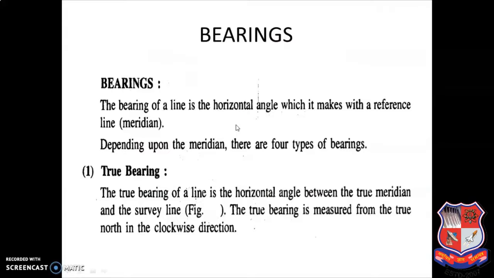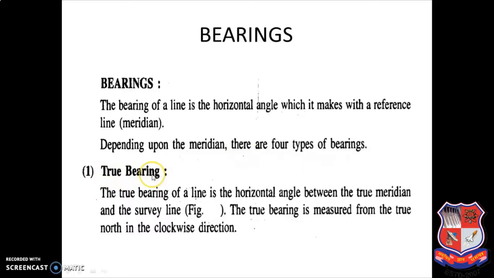So bearing. What is the definition of bearing? The bearing of a line is the horizontal angle which it makes with a reference line, meaning meridian. A fixed reference line, that is meridian. So bearing of a line is nothing but the horizontal angle which it makes with a reference line. And depending upon the meridian, there are 4 types of bearing.